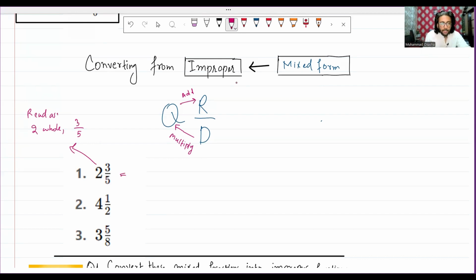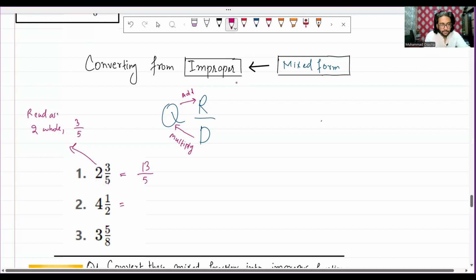Let's say the divisor and the quotient, you multiply them. So 5 2s are 10, and then keep 10 in mind. Keep that in your short-term memory, which is called the RAM, and then add it with 3. So 2 times 5 is 10. 10 plus 3 would be 13. 13 divided by 5 is my improper fraction.